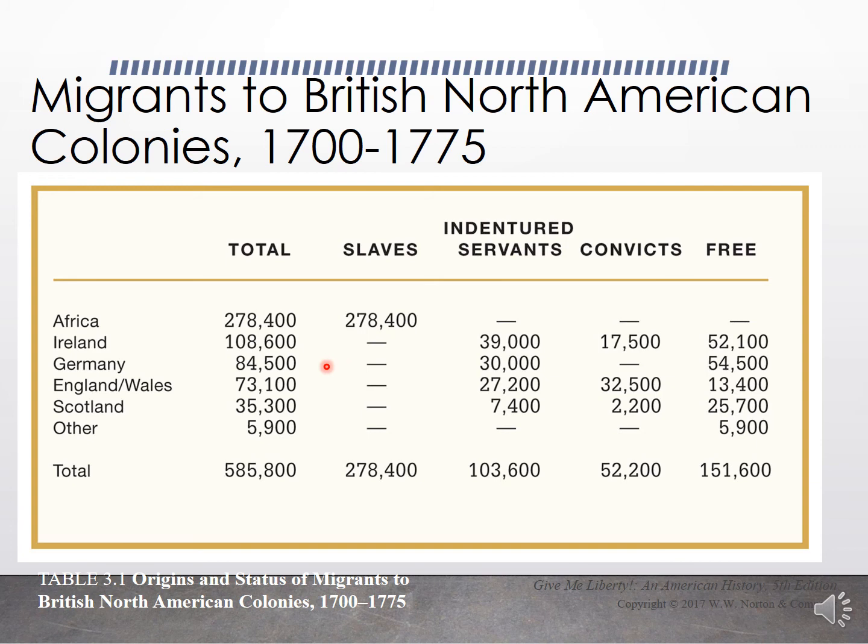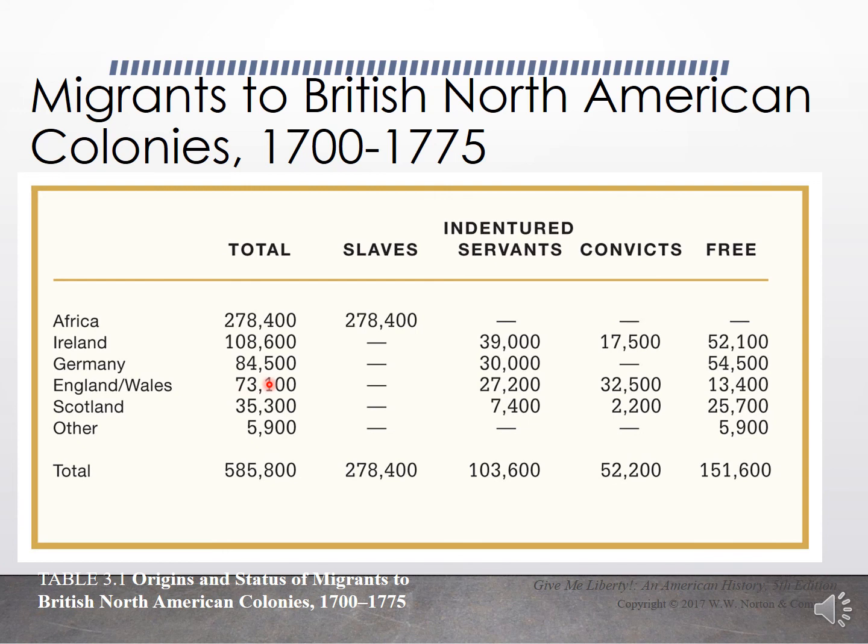You will also notice that the second largest group is from Ireland, and they number 108,600. Of the Irish that were coming, none of them were slaves, but 39,000 of them were indentured servants, 17,500 were convicts, and 52,100 were free. Okay. Third largest group is the Germans, 84,500. Again, you've got a significant number of indentured servants there, no convicts, but also quite a few free.